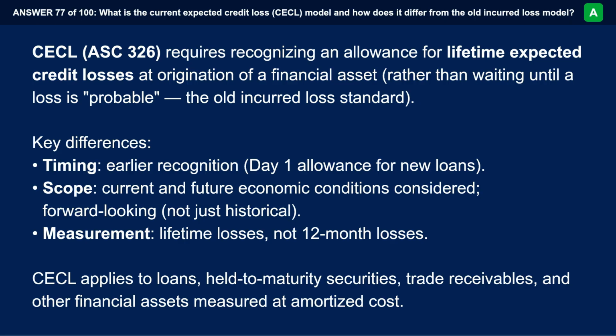Key differences: Timing, earlier recognition, day one allowance for new loans. Scope, current and future economic conditions considered, forward-looking, not just historical. Measurement, lifetime losses, not 12-month losses. CECL applies to loans, held-to-maturity securities, trade receivables, and other financial assets measured at amortized cost.